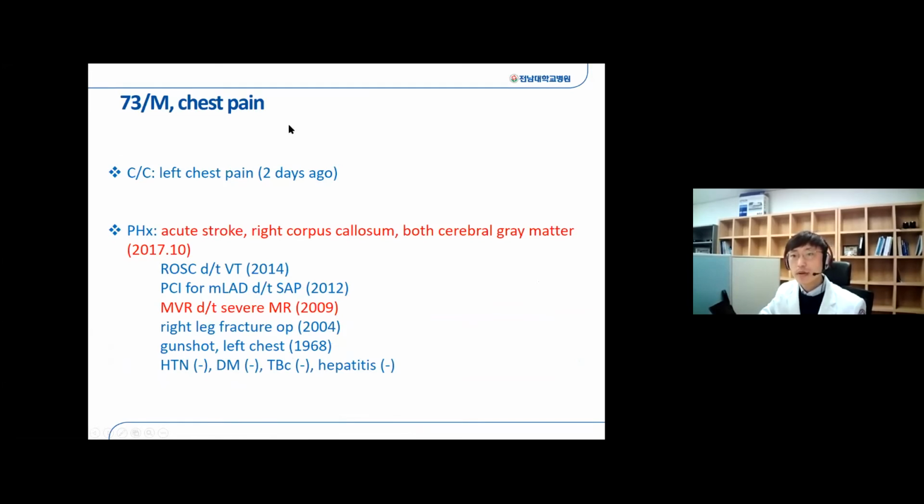Here's the actual case from our institution. A 73-year-old gentleman who complained of left chest pain, which began 2 days ago. He had been admitted to a local hospital for his recent acute stroke, which involved the right corpus callosum and both cerebral gray matter, which is now considered probably infectious emboli, and he had received mitral valve replacement due to severe mitral regurgitation about 8 years before admission.